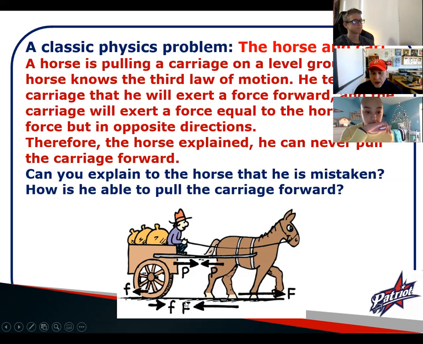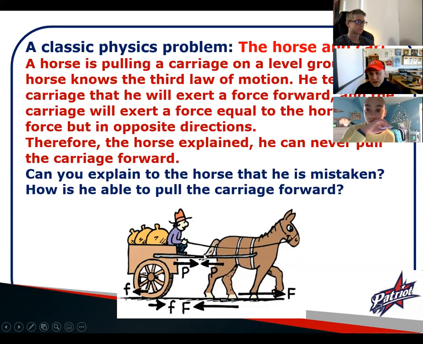But if this P is bigger than friction, right, then it's going to go forward. And so same deal here. The horse has got to exert a force on the ground, and it's going to be friction between the hooves and the ground. And as long as this F is bigger than P, he's going to go forward. And so that's the idea.